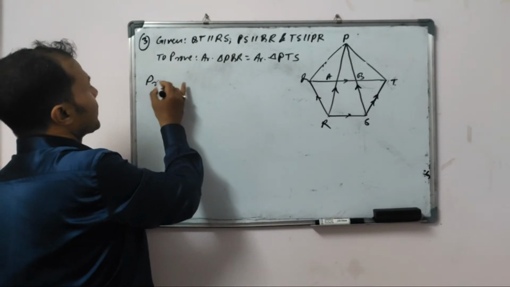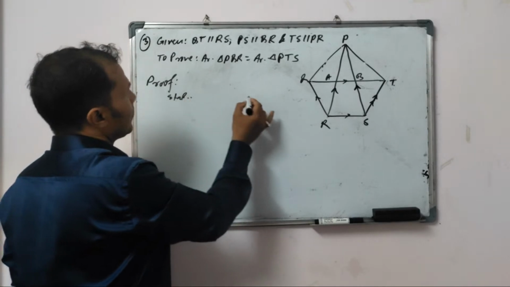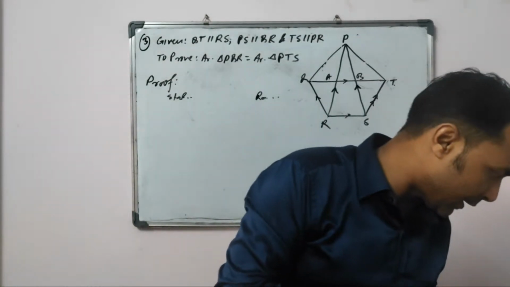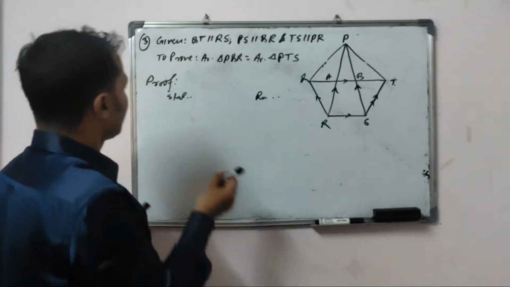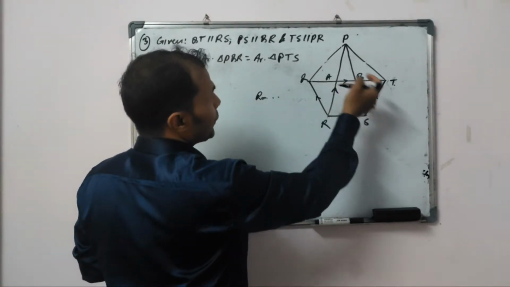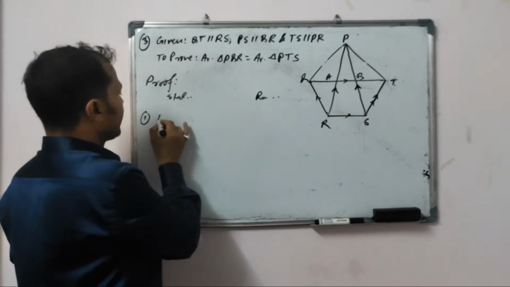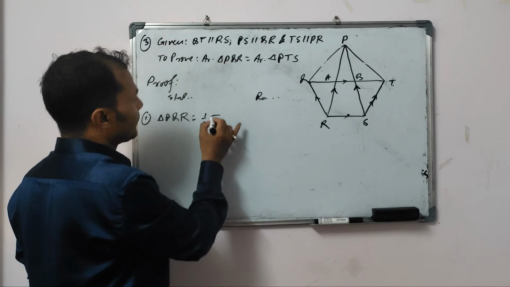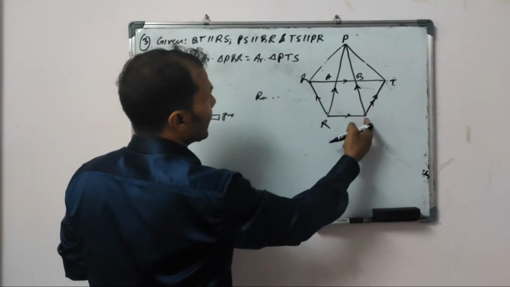How can it be done, guys? Reasons. Think of it, guys. Okay. Look here. Do you think triangle PQR will be equal to half of parallelogram? See which parallelogram? ABSR.